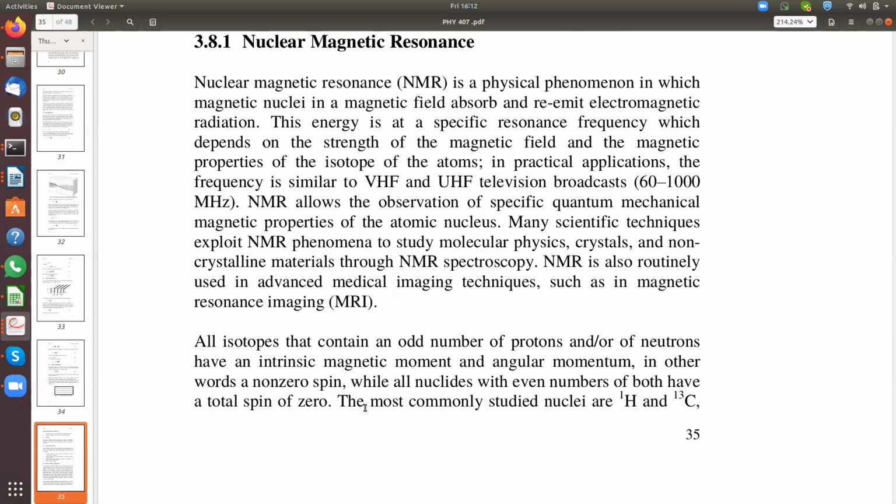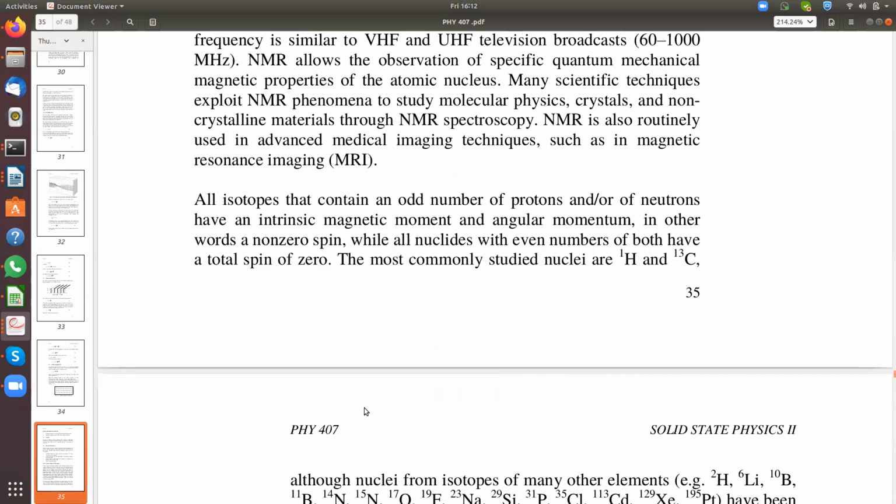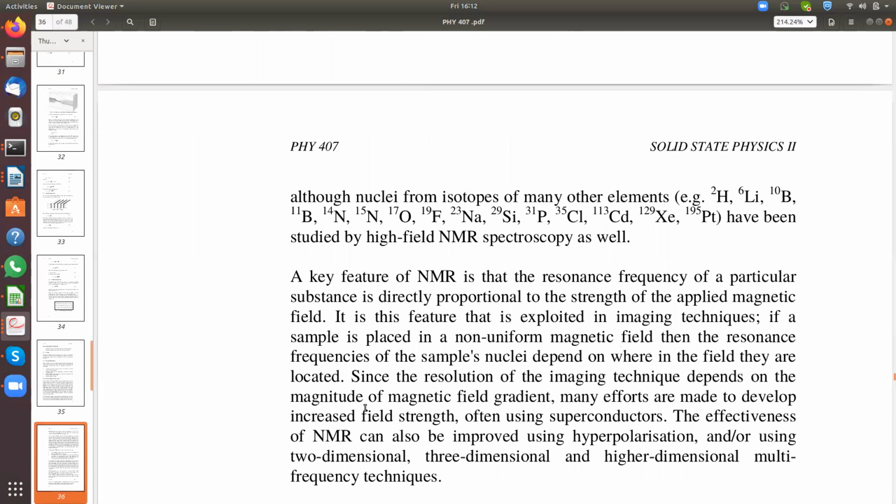The most commonly studied nuclei are hydrogen and carbon. We have many of them, you can see them as listed here. A key feature of NMR is that the resonance frequency of a particular substance is directly proportional to the strength of the applied magnetic field. It is this feature that is exploited in imaging techniques.